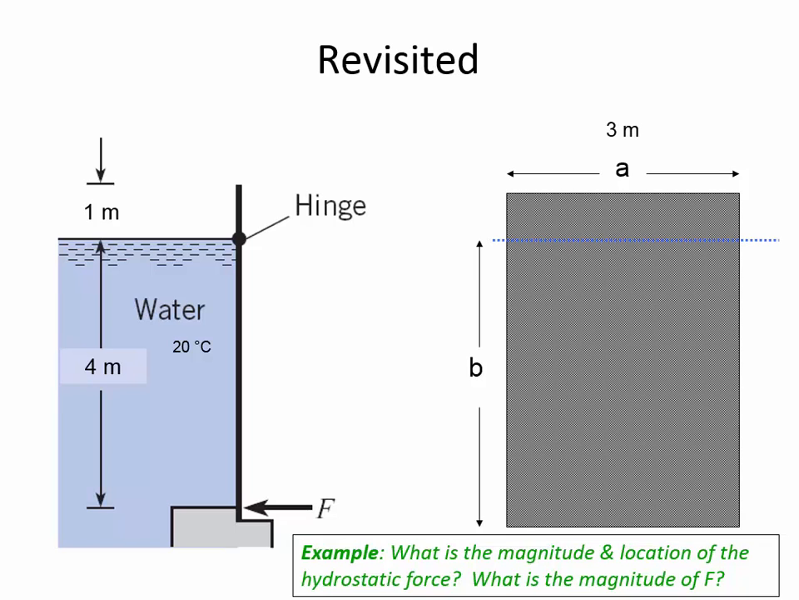So we're going to be calculating how far it is from the water surface down to the location of that force. If we put those numbers into our calculator, we will get that YCP is equal to 2.667 meters. So that means the distance from the water line down to the location of the force, YCP, is 2.667 meters.